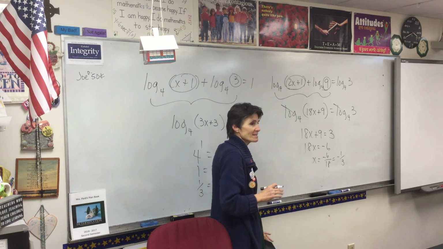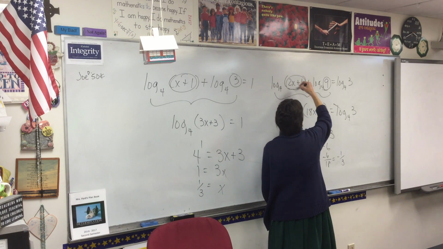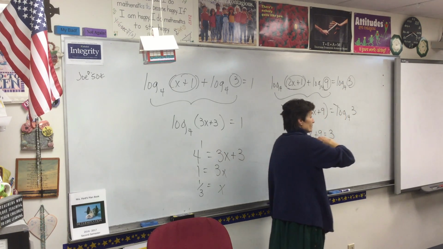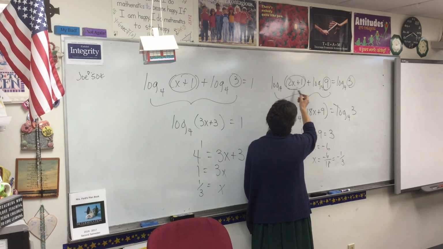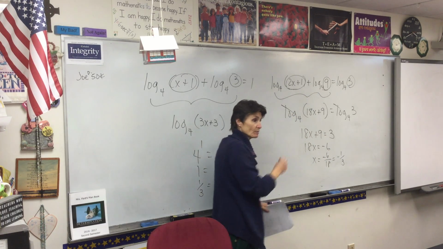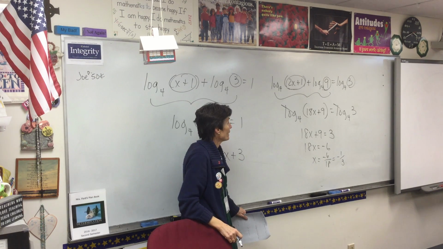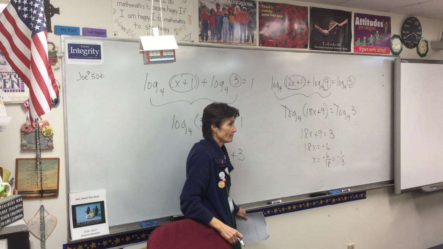Now, I do have that pesky rule that says whatever you put in here, or here, or here cannot be negative. Now, if I put in a negative 1/3, that's still positive, isn't it? So that's not an extraneous root. That's perfectly okay. It keeps everything positive. Okay, everybody see that?